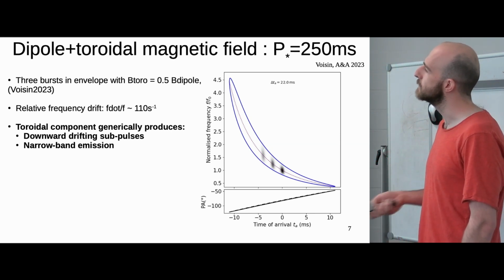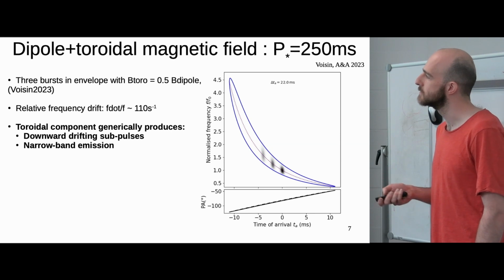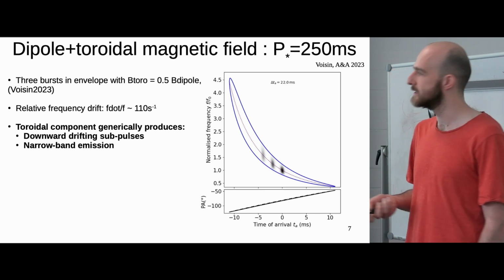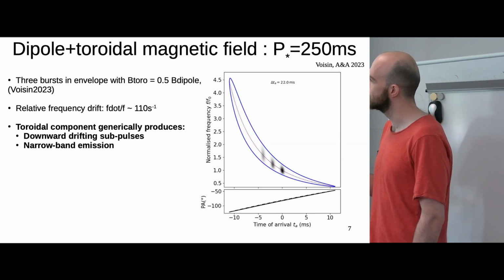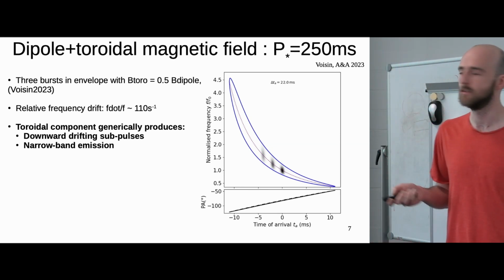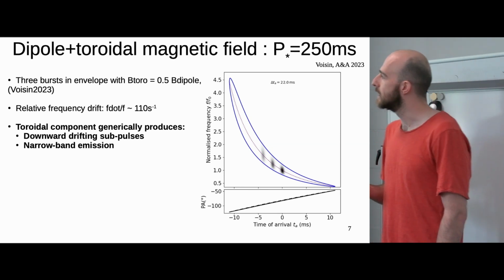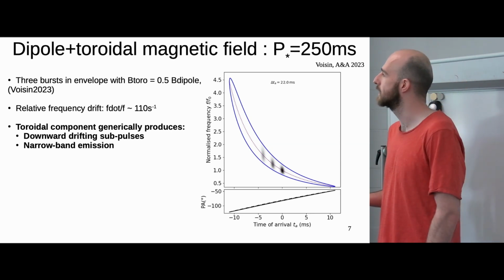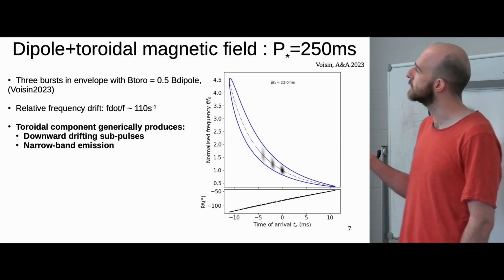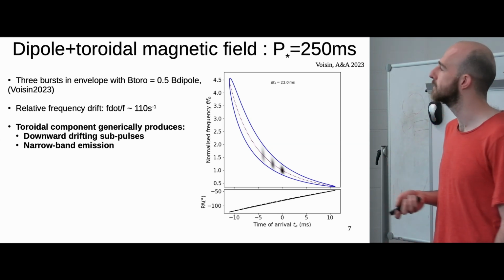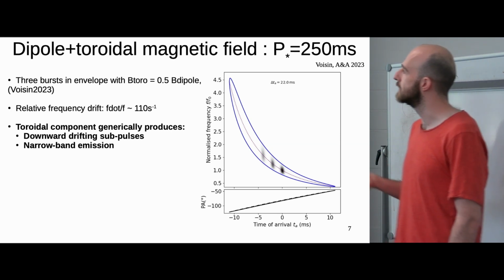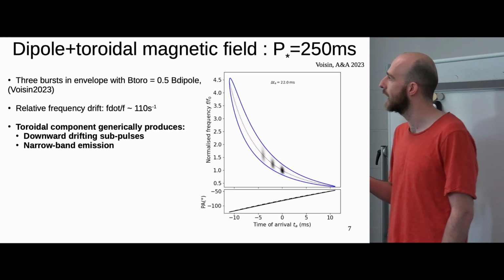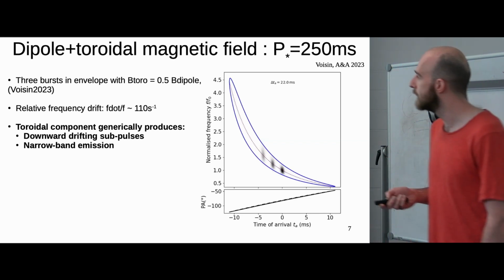The important thing with this is that the toroidal component generically reproduces downward drifting subpulses, I mean downward drifting envelopes, and narrowband emission: the envelopes are narrowband, whatever the line of sight. So that's kind of interesting. In this case, the frequency drift is comparable to what we see from some repeaters, and the toroidal field at the place of emission in the magnetosphere is about half of the dipole strength.